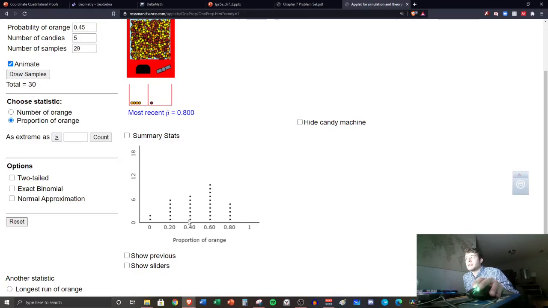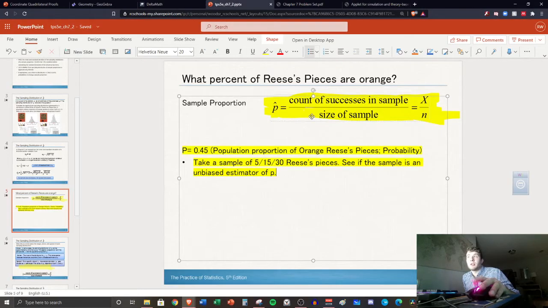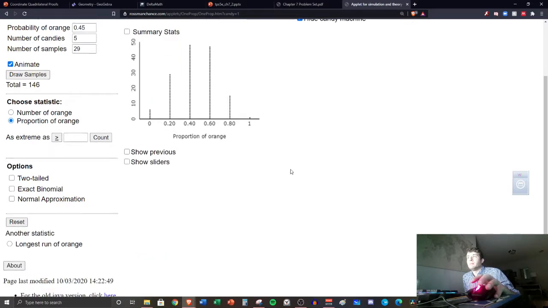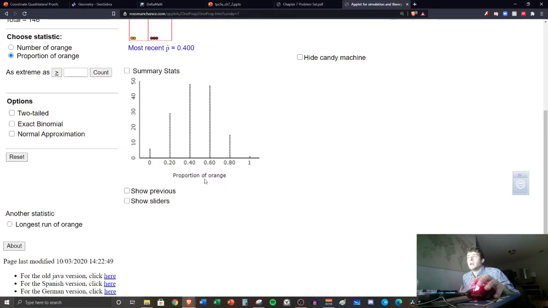Okay, so we have this distribution here. Now you'll notice that none of these samples, because this is the sampling distribution here, every dot represents, I take 5 candies and I calculate the proportion, which is orange divided by 5, the sample size. So none of them are going to actually be on there. Let's do another 30. And as you notice here, none of them ever get to be 45%, because 45% is impossible for this to actually give you.